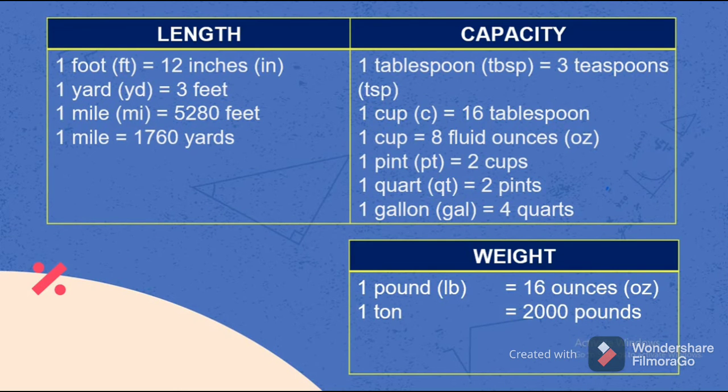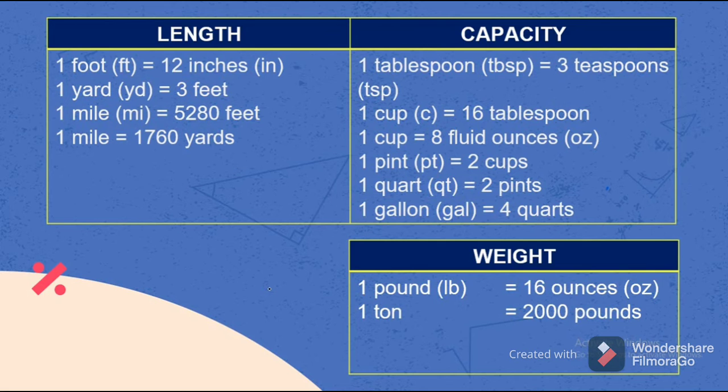So for length, we have 1 foot is equal to 12 inches, 1 yard is equal to 3 feet, 1 mile is equal to 5,280 feet, 1 mile is equal to 1,760 yards. For capacity, 1 tablespoon is equal to 3 teaspoons, 1 cup is equal to 16 tablespoons, 1 cup is equal to 8 fluid ounces, 1 pint is equal to 2 cups, 1 quart is equal to 2 pints, and 1 gallon is equal to 4 quarts. For weight, we have 1 pound is equal to 16 ounces, 1 ton is equal to 2,000 pounds.